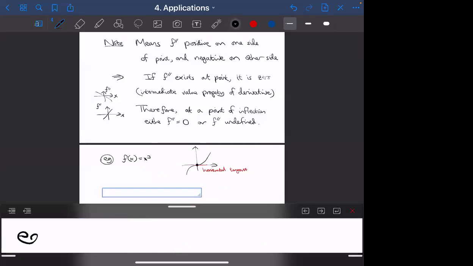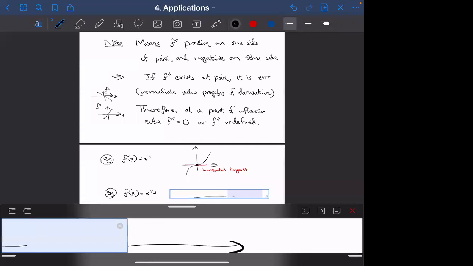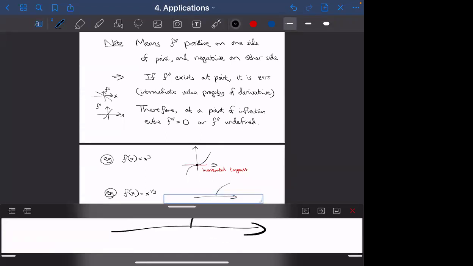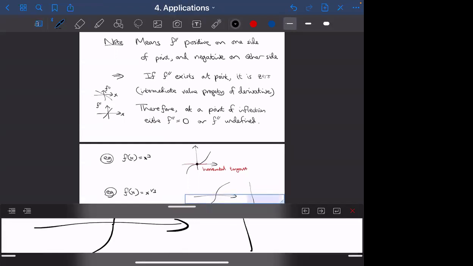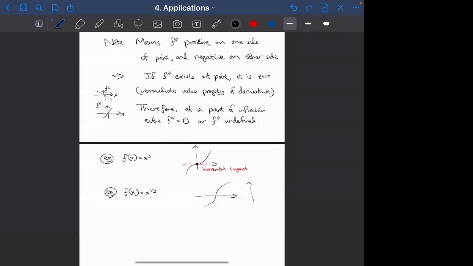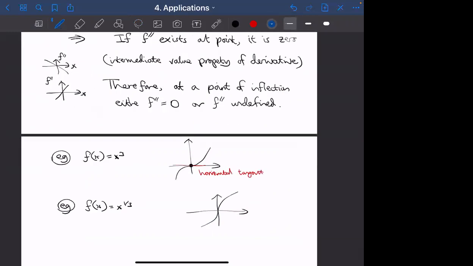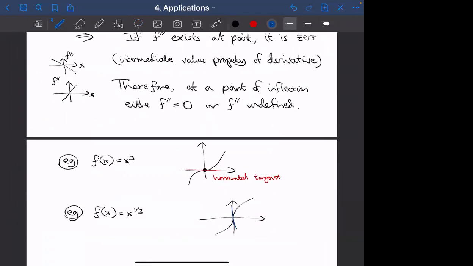But also, if I take f(x) is x to the 1 over 3, so the cube root function, like this, then I still have a tangent here, a vertical tangent line.